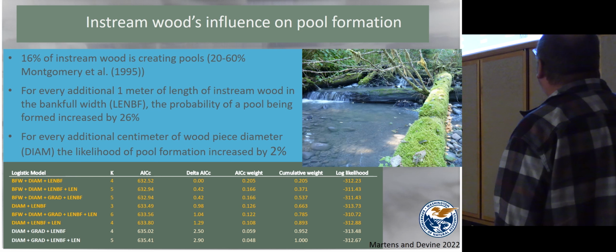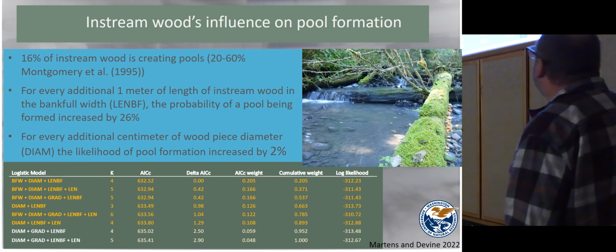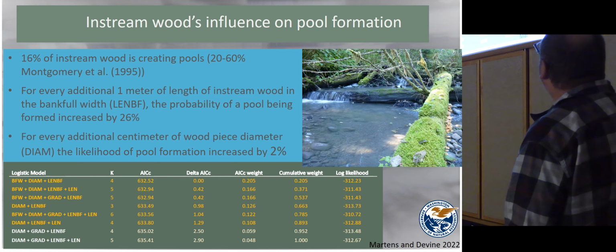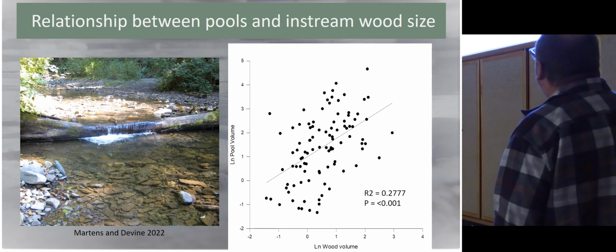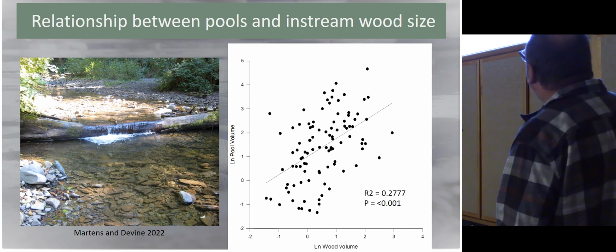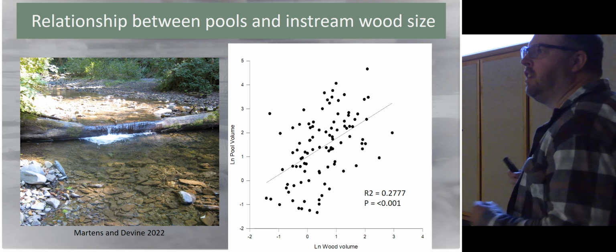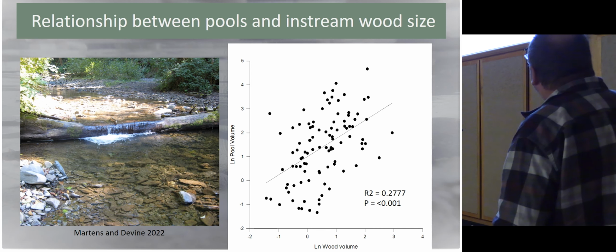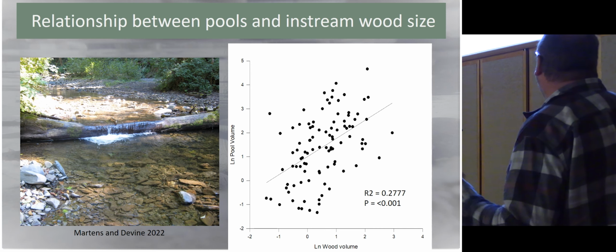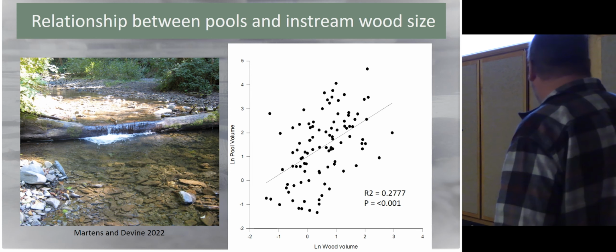This is Warren's wood pool formation stuff. I'm not going to go over this because he covered it very nicely. But 16% of our current wood is creating pools. Montgomery and all found in their functioning streams that 20 to 60% of their streams would create pools. We also found a relationship between pool volume and wood volume. So as you get bigger pieces of wood, you'll get bigger pools. It's a little bit of a noisy relationship, but we attribute this to the range of stream sizes and gradients we have.